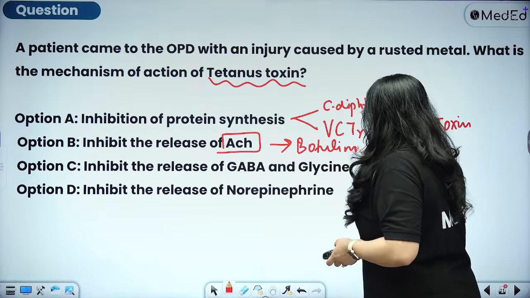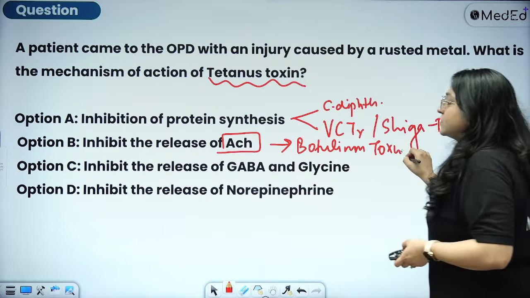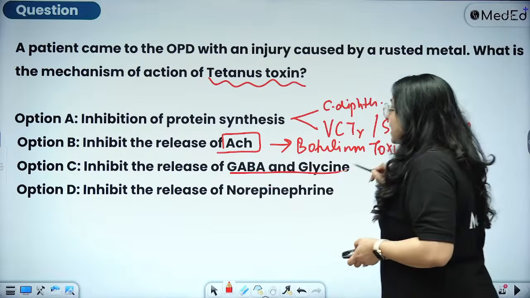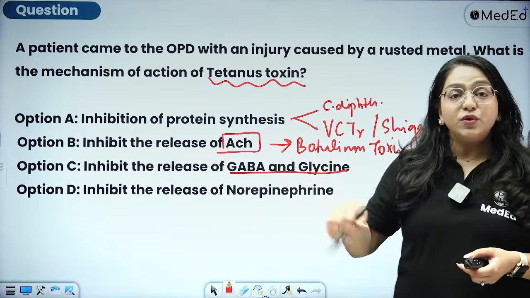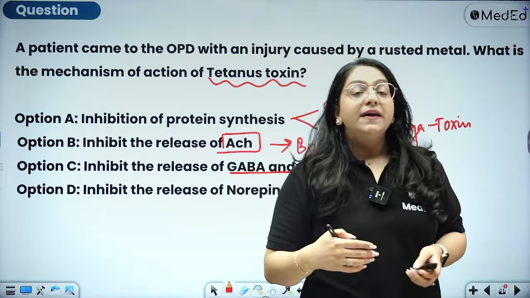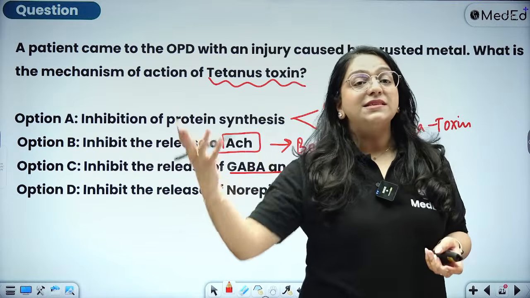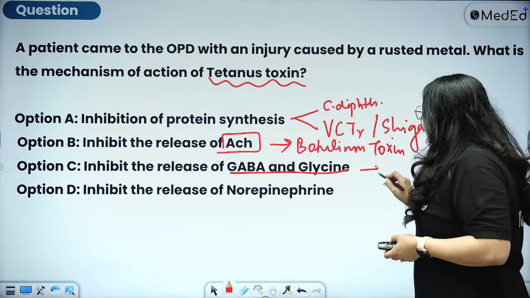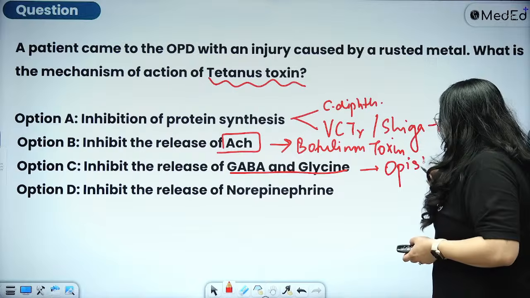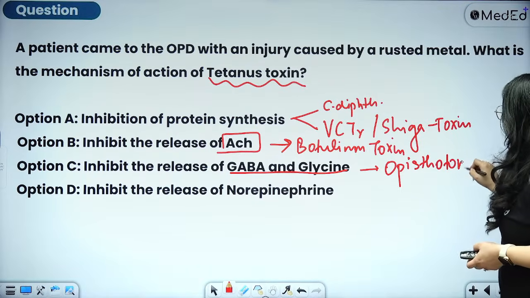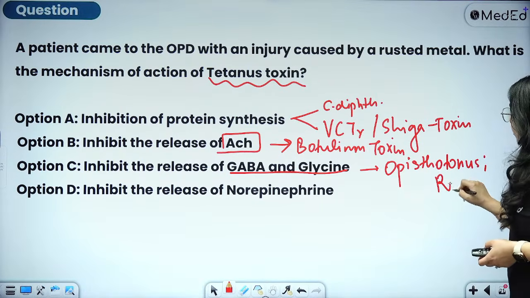So inhibition of ACh is going to be botulinum toxin for me. Botulinum toxin. So it is definitely not tetanus toxin. Inhibition of release of GABA and glycine: these are inhibitory neurotransmitters. So if I inhibit them, there is going to be continuous spasticity of the muscles. So it will lead to opisthotonus.